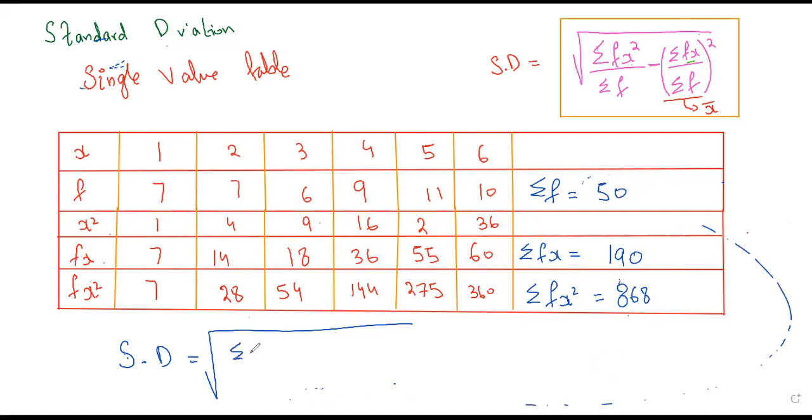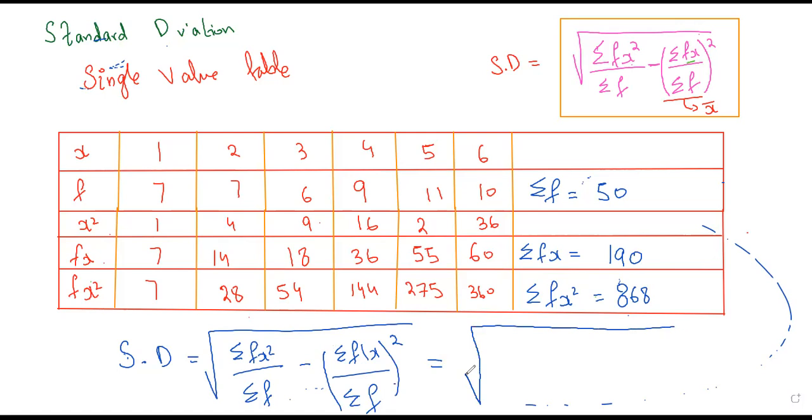Now we need to plug in the values. It would be summation fx squared divided by summation f minus, bracket open, summation fx divided by summation f, bracket close, whole squared. So this is going to be under the root. Summation fx squared was 868 divided by 50 minus summation fx was 190 divided by 50 whole square. Once you are done with the simplification, you are going to get 1.7088 or 1.709. And this is your standard deviation.